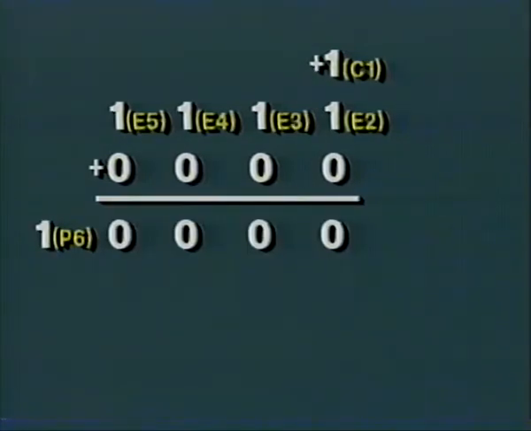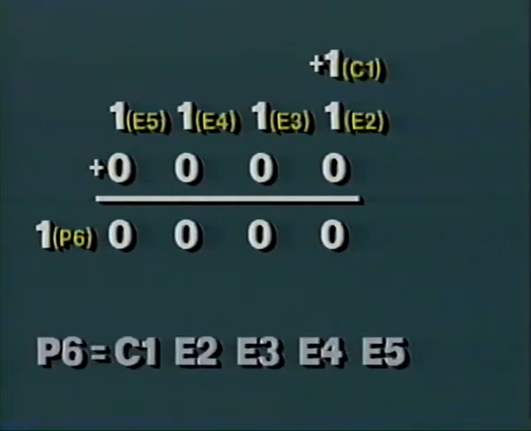Now let's look at another condition. Here we have 4 ones, labeled E5, E4, E3, and E2. If we carry a bit onto E2, we'll call that bit C1. The carry bit P6 is created again. This equation can be expressed P6 equals C1 and E2, E3, E4, and E5. This is another condition that will allow the D chip to generate the propagate carry bit.